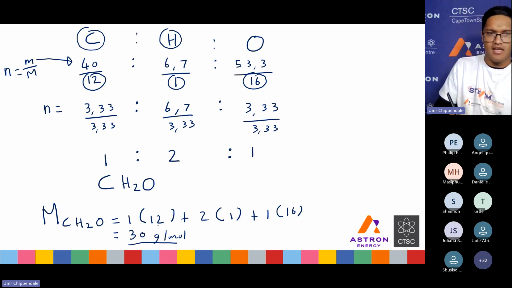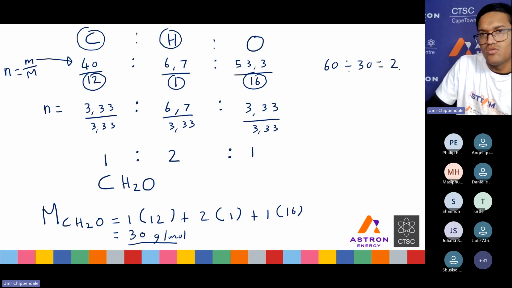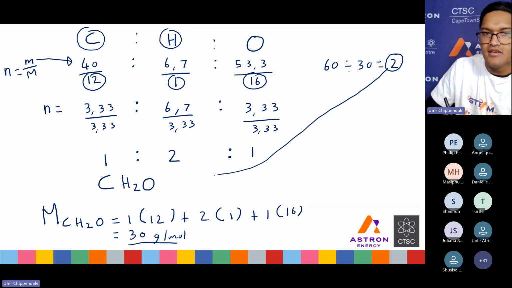So we know, hey, that can't be right. So now what you do is, you take the 60 that they said, you divide it by the answer you had, which was 30. That's going to give you an answer of 2. Now you take this and you multiply it for each element here.